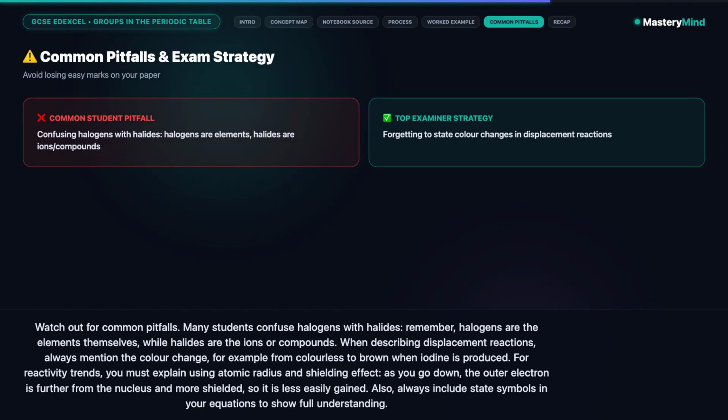Watch out for common pitfalls. Many students confuse halogens with halides. Remember, halogens are the elements themselves, while halides are the ions or compounds. When describing displacement reactions, always mention the color change, for example from colorless to brown when iodine is produced. For reactivity trends, you must explain using atomic radius and shielding effect. As you go down, the outer electron is further from the nucleus and more shielded, so it is less easily gained. Also, always include state symbols in your equations to show full understanding.